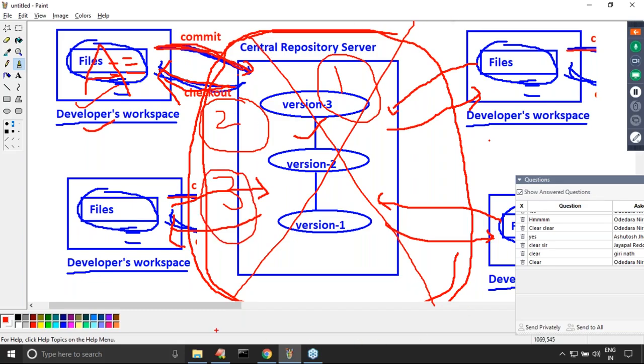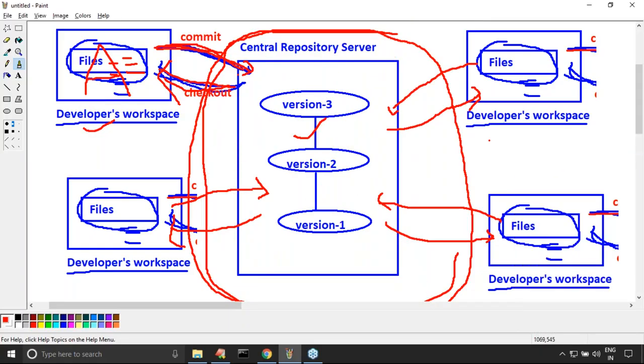If the number of developers increases and the number of files under version control increases, then the organization of the central repository server becomes more complex. That's why for small projects or small applications, this type of model is good. If a huge number of developers are required to work, if it is a big project, this model is not at all recommended.